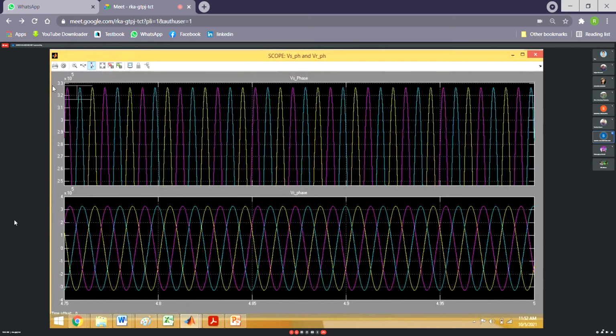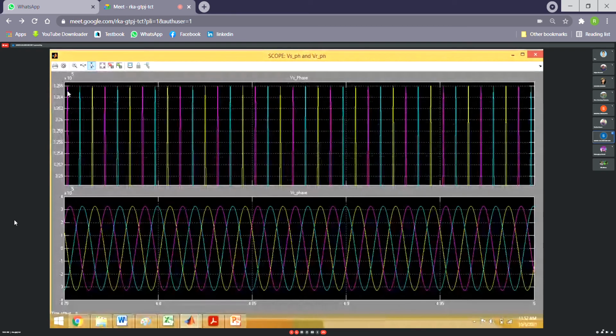If we zoom it, you can see right now it is 3.266 into 10 to the power 5 volt, VS phase. So for run one, you can write that in your table. Understood?